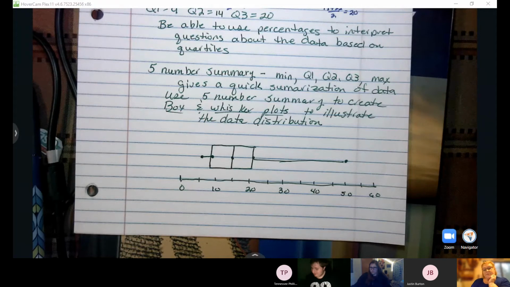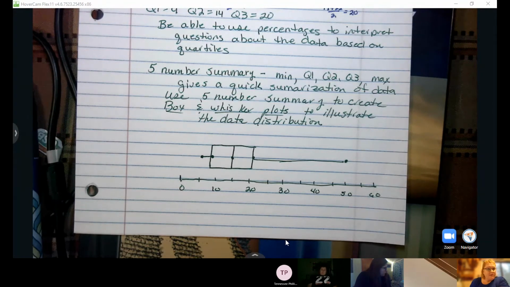All right, so I kind of rushed through that very last part on creating your box and whisker plot, but I did want you to actually see that a little bit before we finished up today. Any questions on anything we went over today? A lot of it you've heard before. Just wanted to be sure you get that a little more in depth. In particular, the percentages when you're dealing with the quartiles, the percentages you may not have heard before.